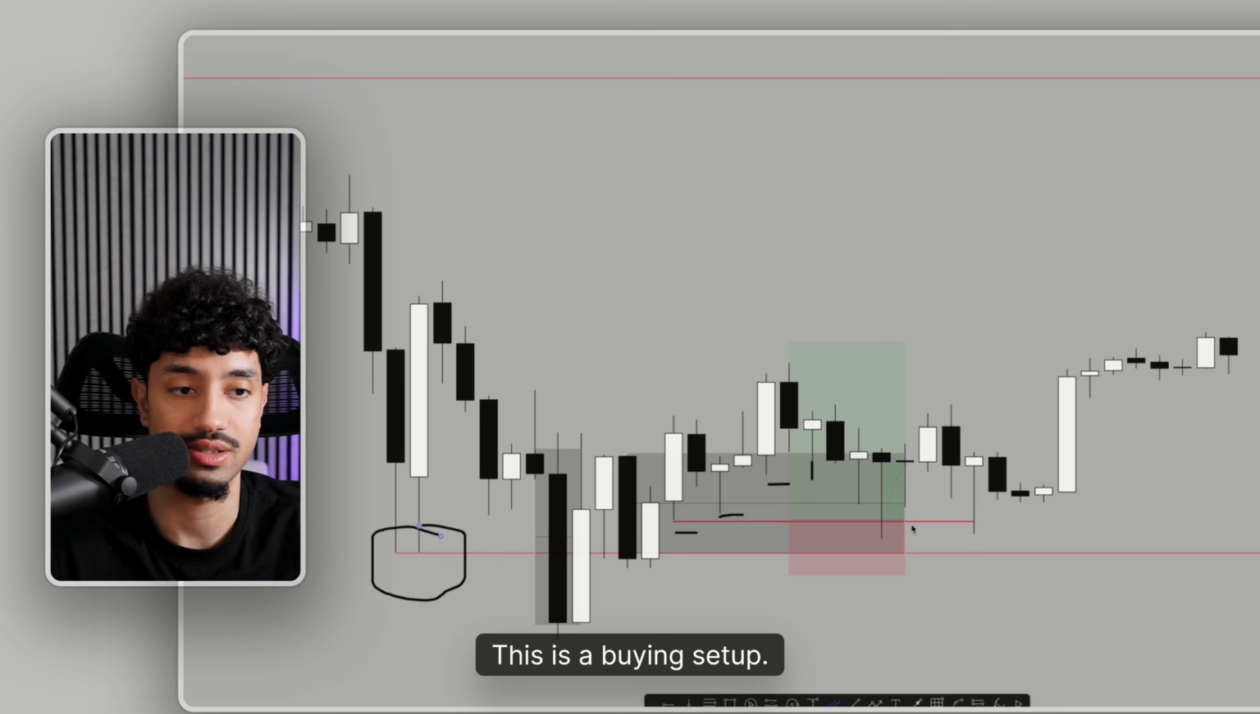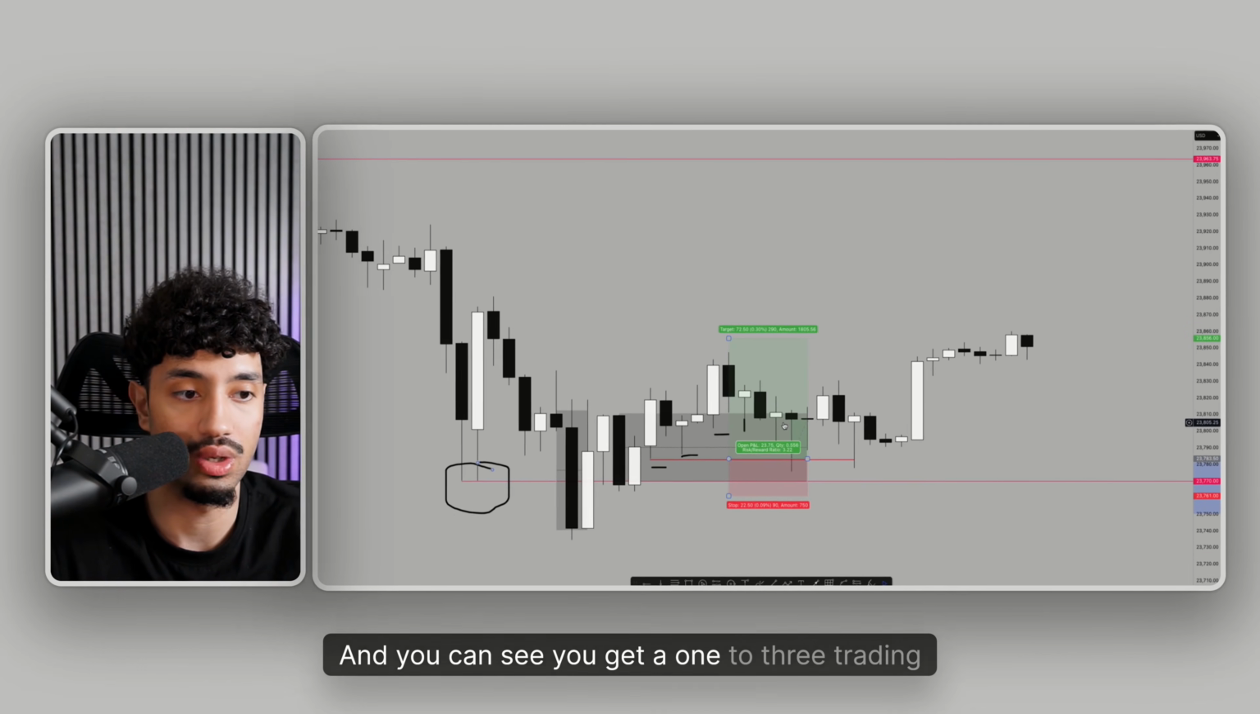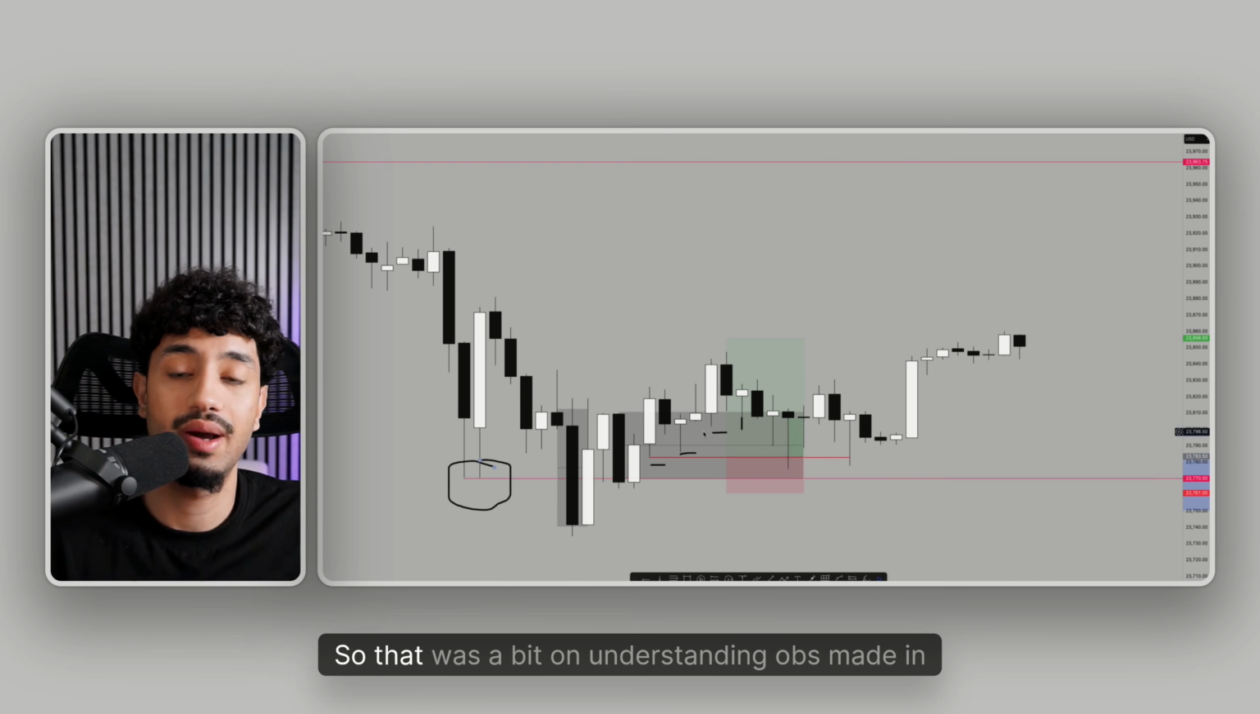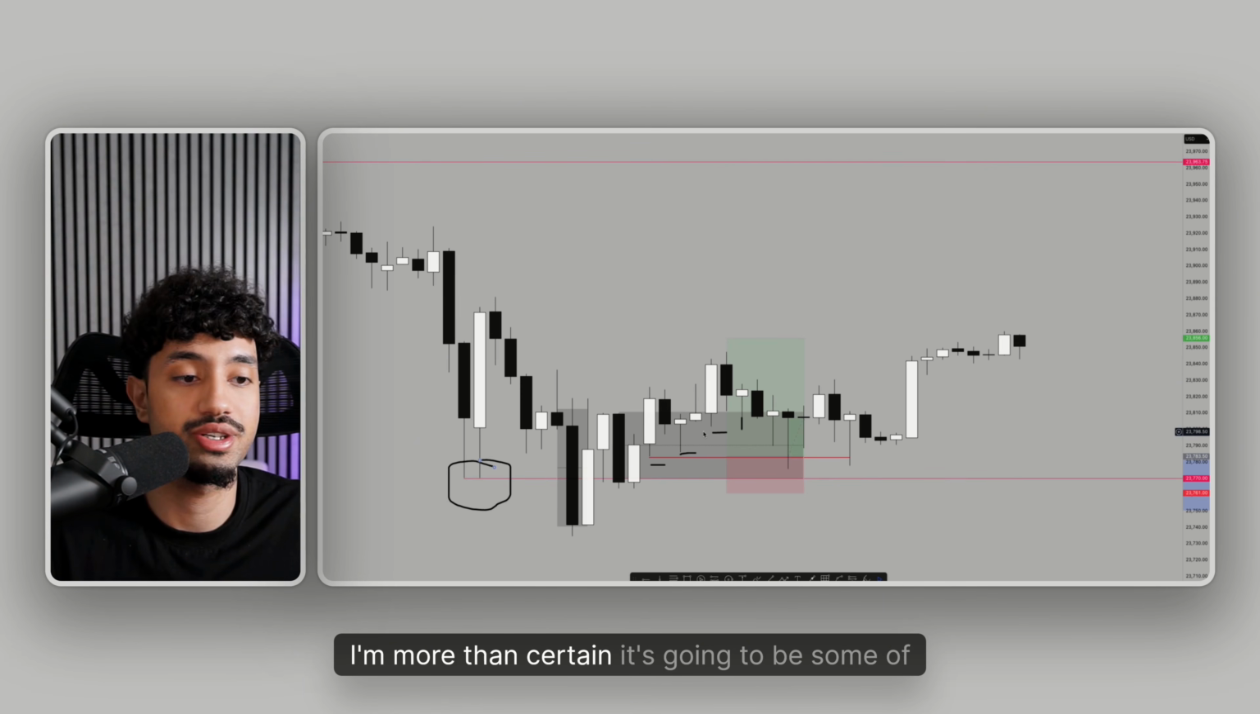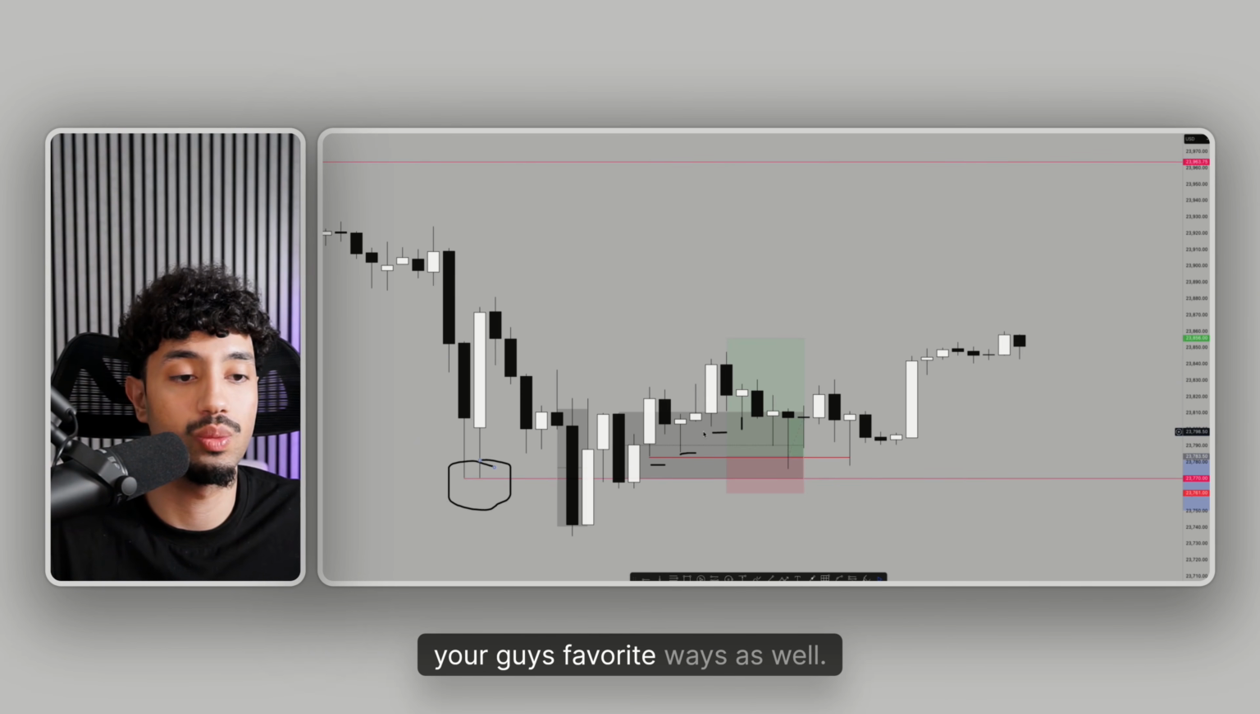This is a buying setup. And you can see you get a 1 to 3 trading setup out of it. So that was a bit on understanding OBs made in internal liquidity. It's one of my favorite ways to enter within the market, and I'm more than certain it's going to be some of your favorite ways as well.